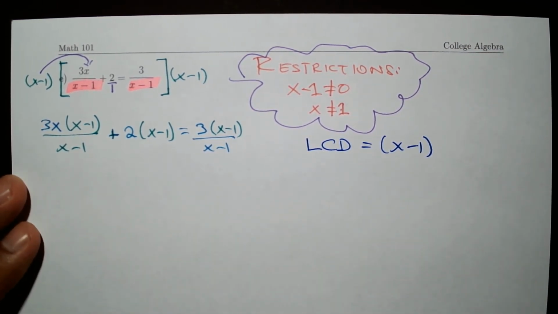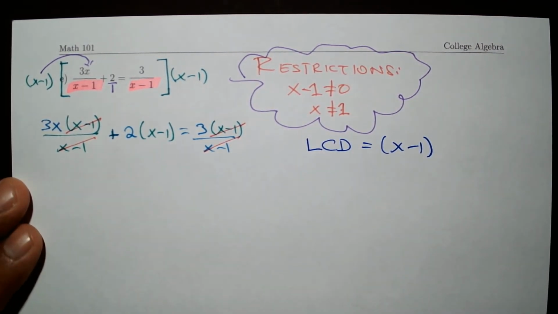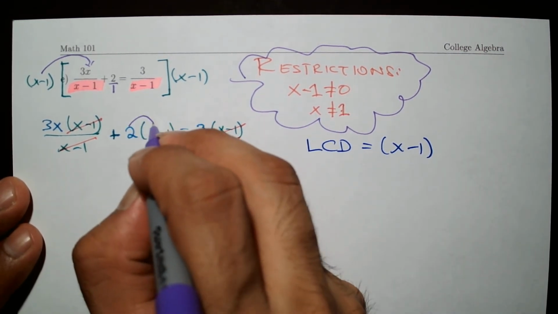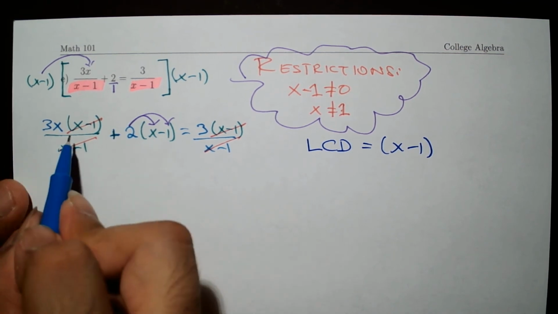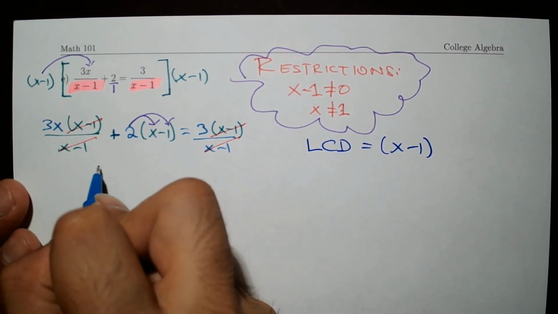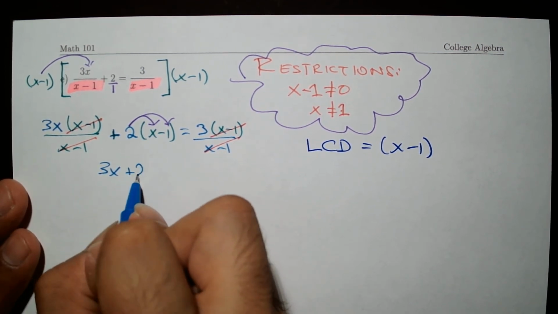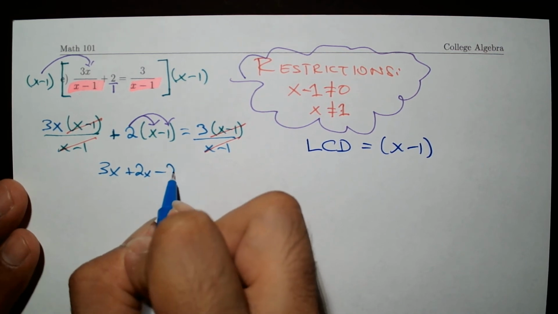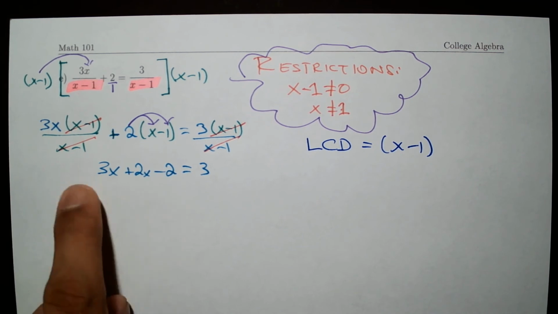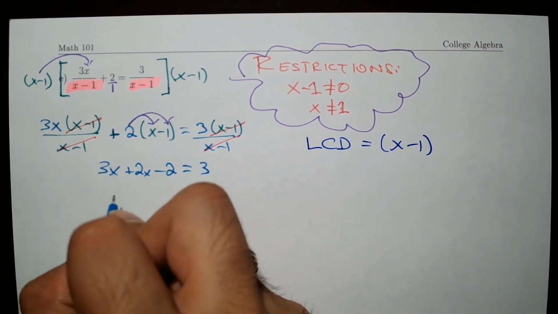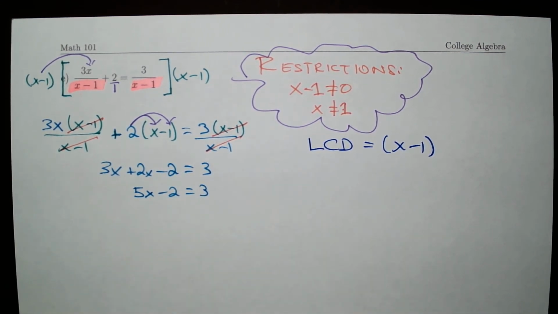Alright, so this is time to divide out common factors right here, right there, and distribute the 2 along the parentheses. In the first term we are just going to be left with the quantity 3x. Over here we are going to obtain 2 times x, which is 2x, 2 times negative 1, which is negative 2, equals 3. So let's combine like terms. 3x plus 2x, that's a 5x, minus 2 equals 3.